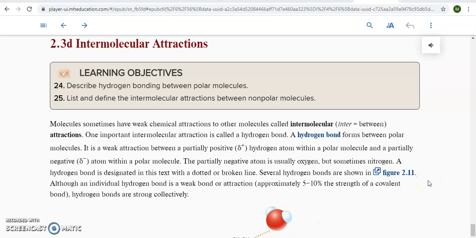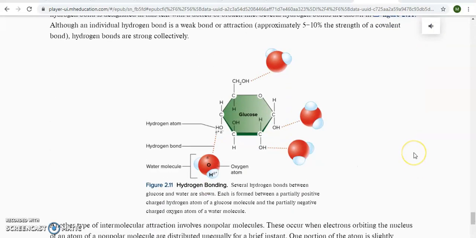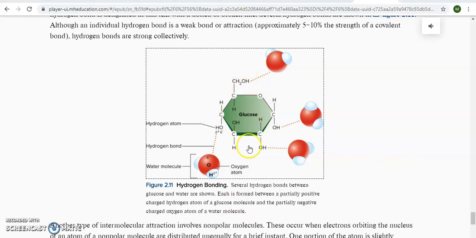All right, so this hydrogen bond forms between polar molecules. I'm going to show you a picture here and remind you of what we call a polar molecule. This is showing glucose here. This is considered a polar molecule. And then each one of these is a polar molecule as well, and that's representing water. When we say a polar molecule, we are talking about a molecule that is formed by polar covalent bonds. We used water as our example in the last video.